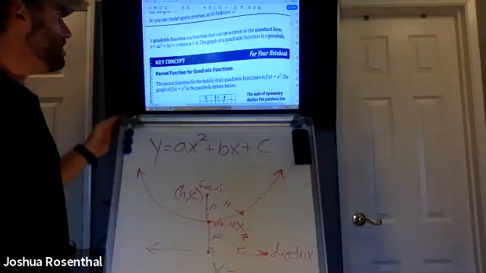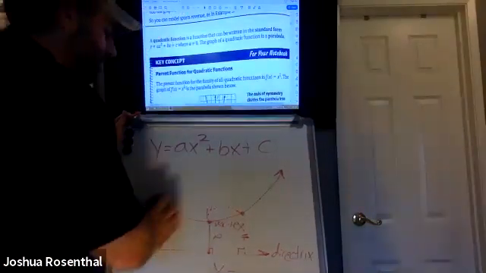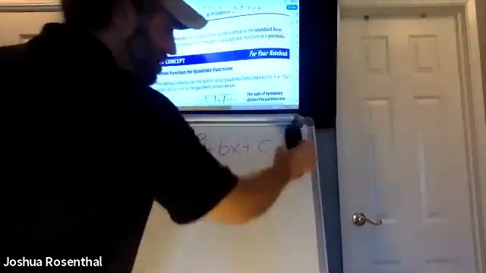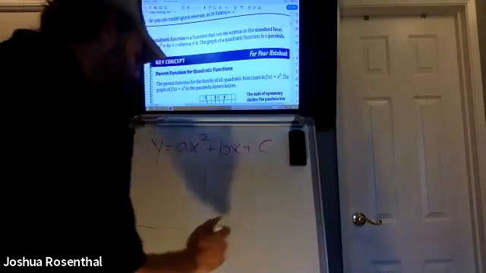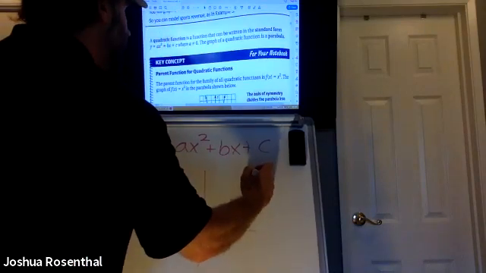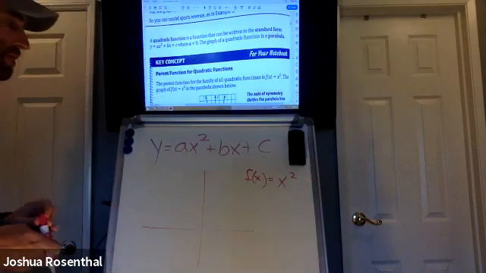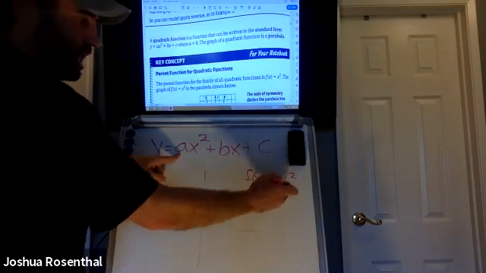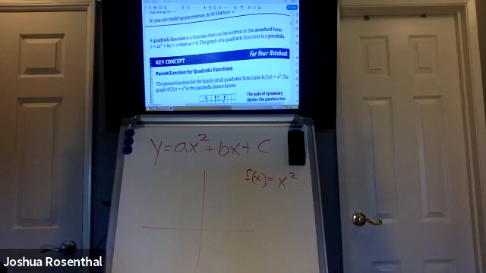All right, parent function. That's kind of what I'm talking about. The parent function is the one that has no translation done to it. You have a coordinate plane, okay? f of x, which is your y, is equal to x squared. That's your parent function. It is in this form. A is 1, B is 0, C is 0, which is allowed. You can have B and C be 0.